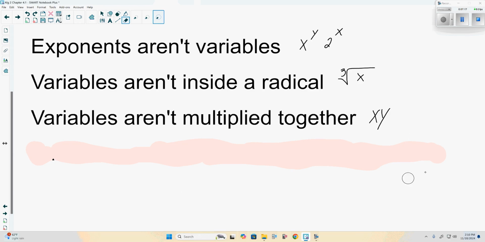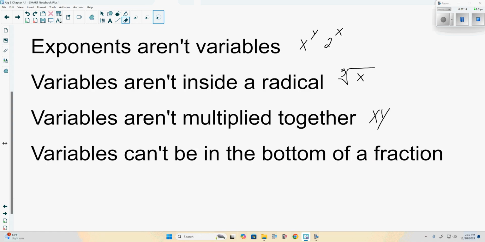And lastly, we can't have variables in the bottom of a fraction. Because if any one of these shows up, then it is not a polynomial function. And at this point, we're not going to have to try to name it. We're just going to say, no, it's not a polynomial function.